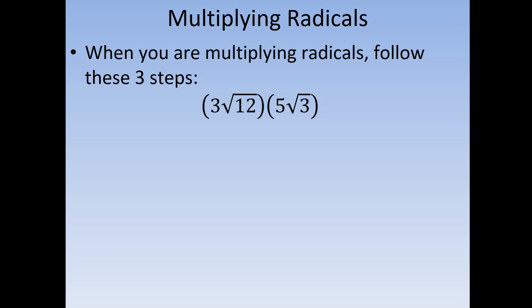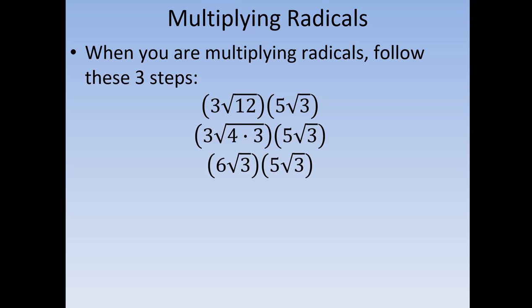Now before we even do anything, just like always, we kind of want to simplify this. This makes our lives easier down the road. So we can split up that 12 into 4 times 3. Radical 4 is a perfect square, which is 2. So multiplying that 2 by 3, we get 6 rad 3 times 5 rad 3. So this is my new set. Now, if you didn't want to do that, that's fine. It's just that sometimes when you multiply with bigger numbers, it can get a little messy.